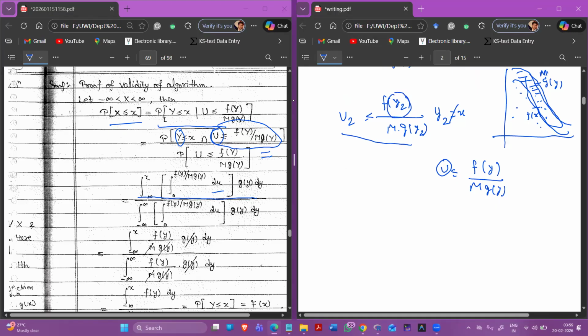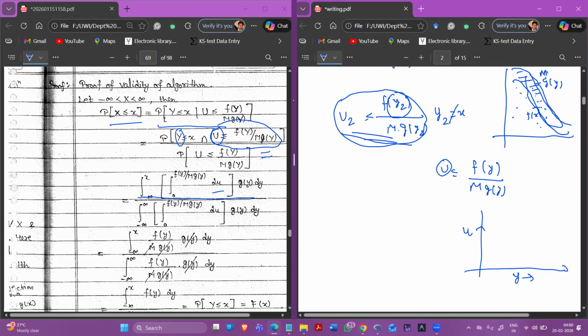So this is a single value, right? Is y2 a single value or not? When I'm going to check this condition, y is a single value only, right? That's why I am saying that on the horizontal axis y will be there, and on the vertical axis u will be there. So you need to find the probability that comes under this region.